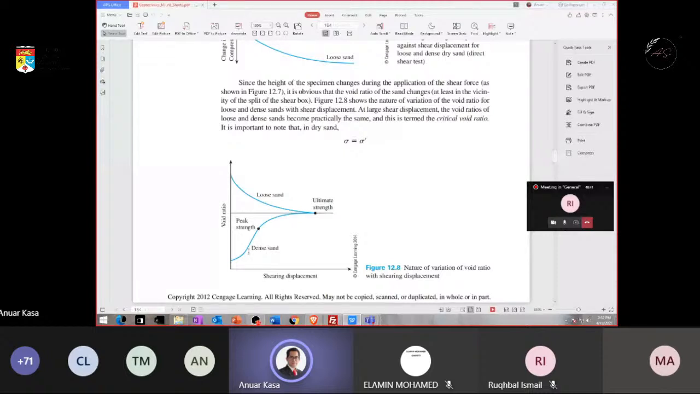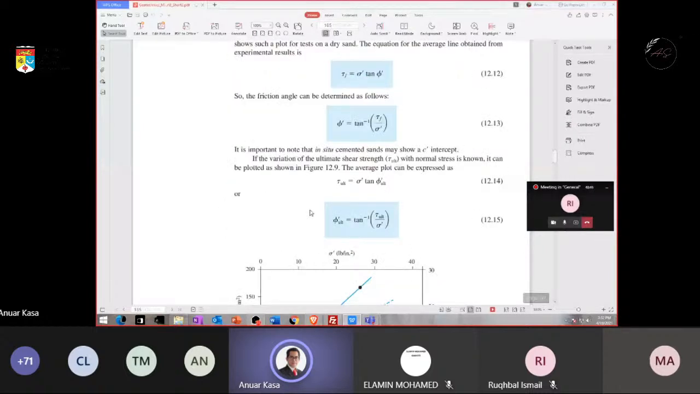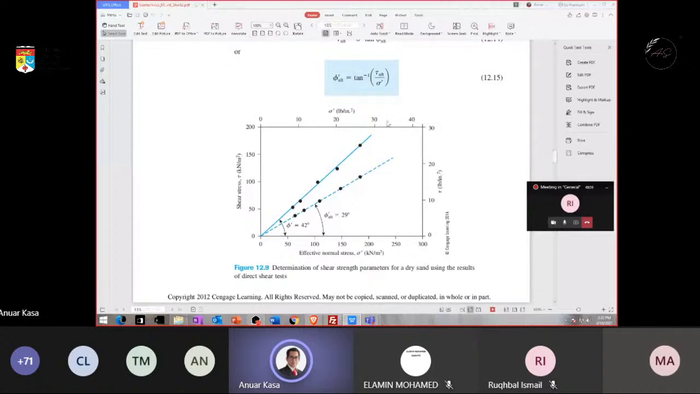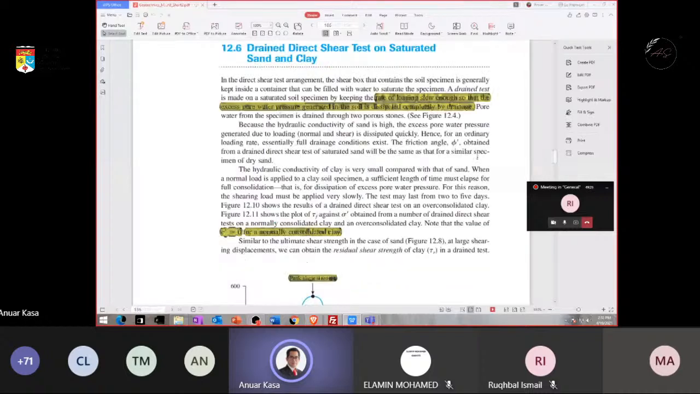And finally, we can plot normal stress over shear stress. And we are going to get these points here. There are 5 points, and then we can do line regression so that we can get, in this case, C is 0, and there is an angle here that we need to find. So that is the phi value, or angle of internal friction. Sometimes we do the drained direct shear, and sometimes we just do the total stress direct shear.